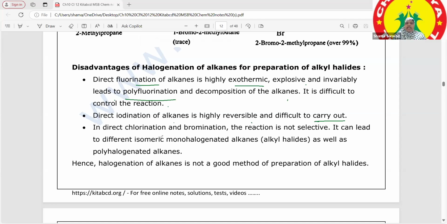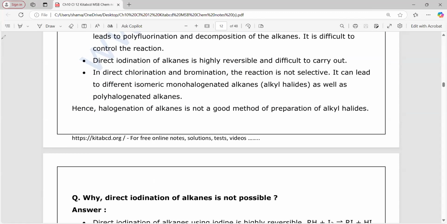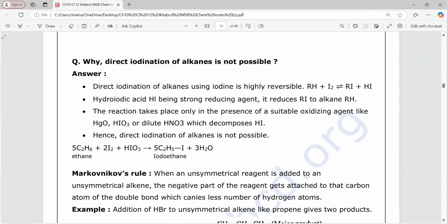In direct chlorination and bromination, the reaction is not selective. It can lead to different isomeric monohalogenated alkanes or alkyl halides, as well as polyhalogenated alkanes. Just now we have seen methane. It may give you methyl chloride, methylene dichloride, chloroform, or carbon tetrachloride. So these are several products you will get. The reaction won't be selective if you use it directly, so this is a disadvantage. Why is direct iodination of alkane not possible? Already we have seen it's a reversible reaction, so there is no need.